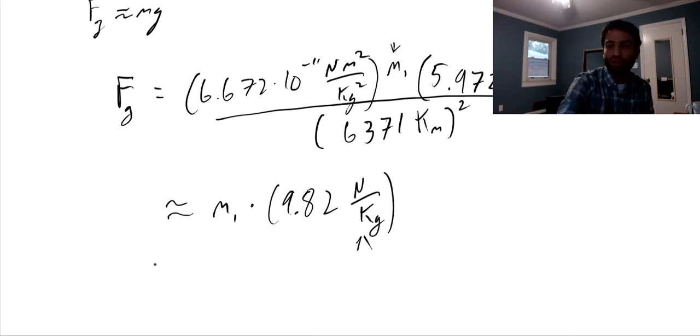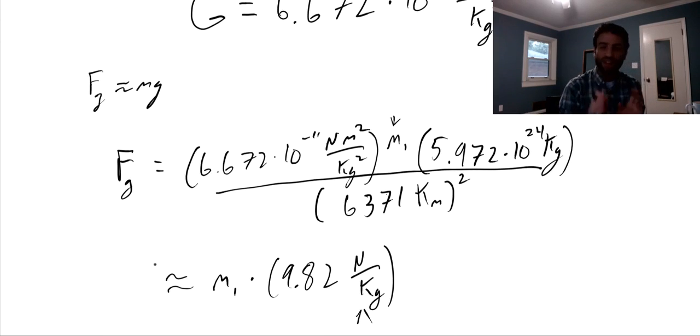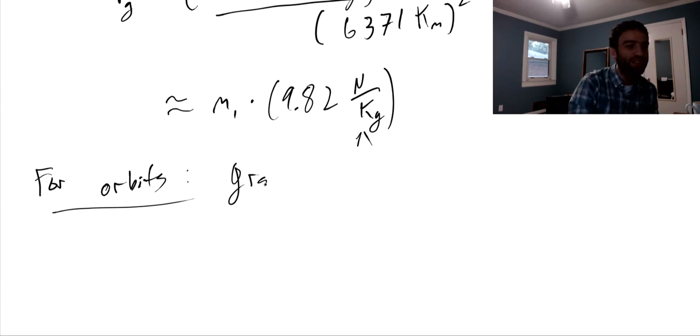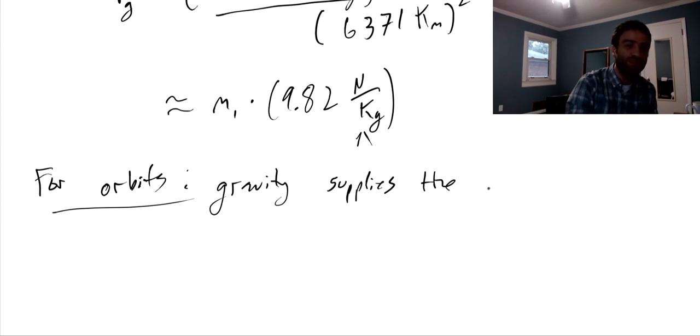Now, why did I go through this in the context of talking about orbital periods depending on how far away two objects are? It's because, again, the force keeping, say, a satellite in orbit around the Earth is the force of gravity between the satellite and the Earth. The force keeping the Earth in orbit around the Sun is the force of gravity of the Sun acting on the Earth. Right? So for orbits, gravity supplies the needed centripetal force.